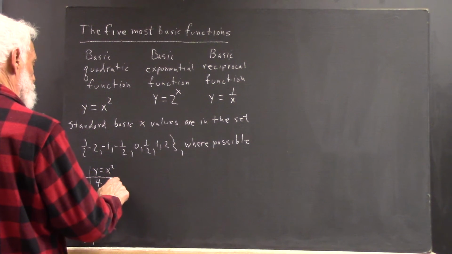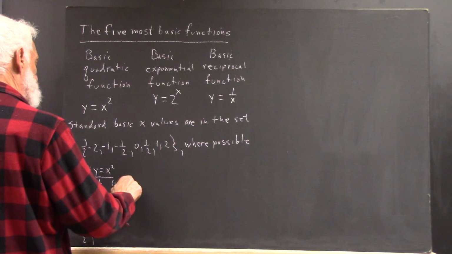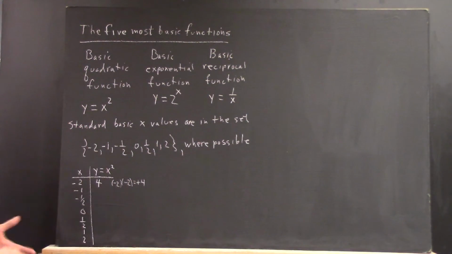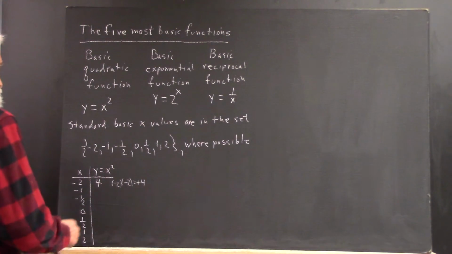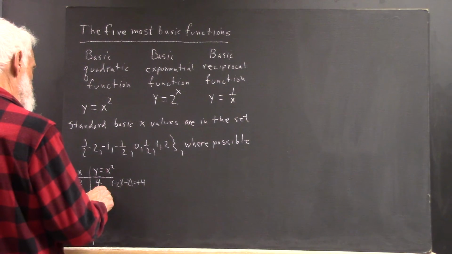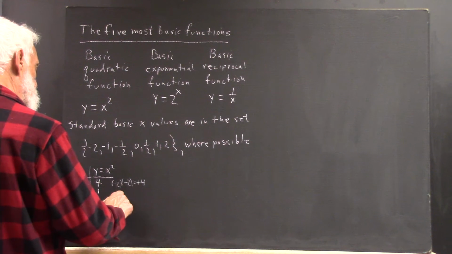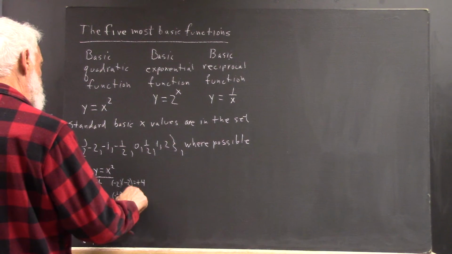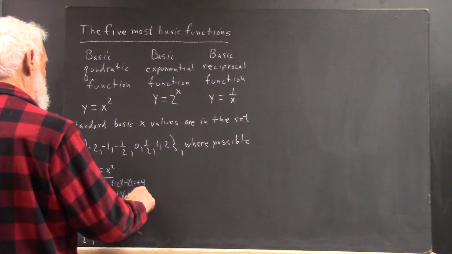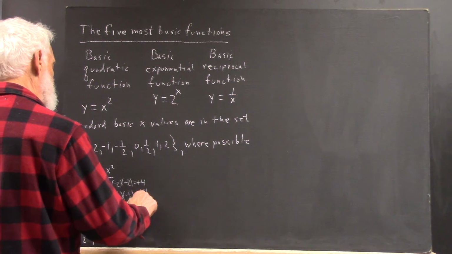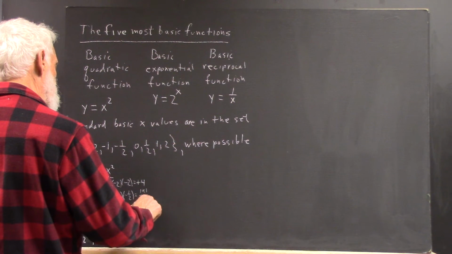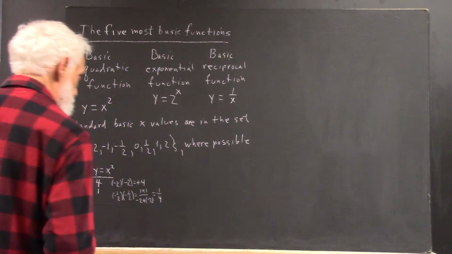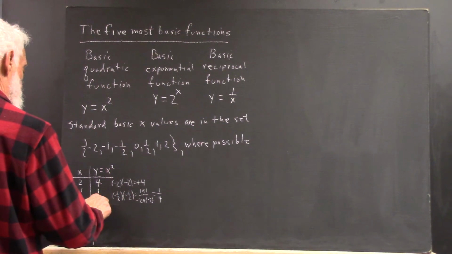Because, I'll write it out here, -2 times -2 equals +4. Negative times a negative is positive. 2 times 2 is 4. Negative 1 squared gives you 1. Negative 1/2 squared, well, negative 1/2 times negative 1/2 is 1 times 1 over negative 2 times negative 2, and that's positive 1/4. So we get 1/4.